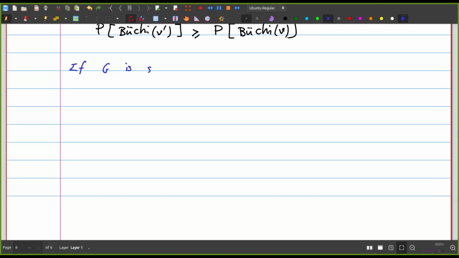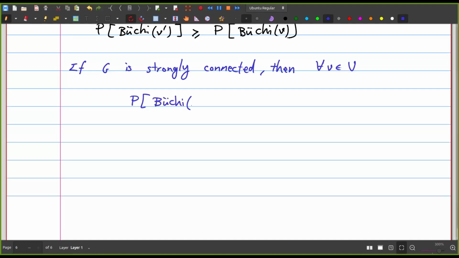So if G is strongly connected, then I have that for every vertex V in V, the probability of the set Büchi V, which is the set of all the walks that visit the vertex V infinitely many times, is 1. So basically with probability 1, I'm going to visit every one of my vertices infinitely many times.